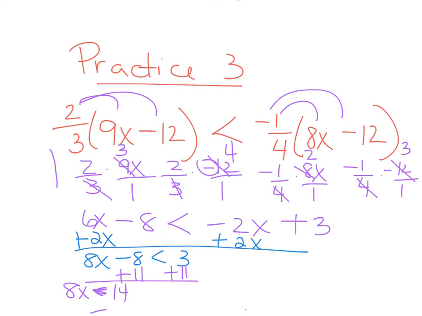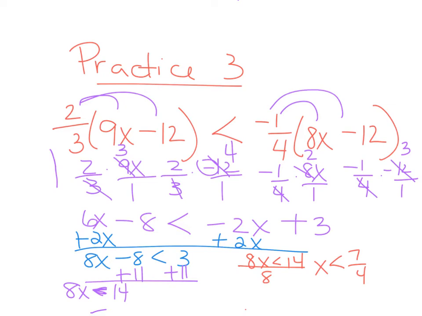Okay, so now what we're ready for, I'm running out of room, so I'm going to have to move over here. Sorry about that. So I have 8x is less than 14. I'm going to divide both sides by 8, and I get x is less than, I have to reduce, 7/4. Okay, so hopefully you got that far.